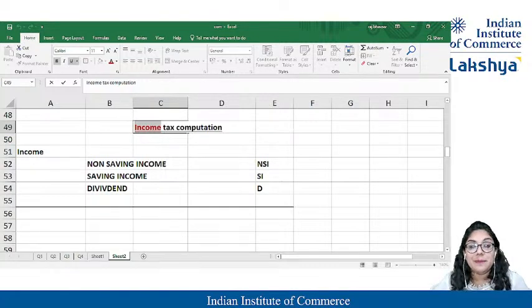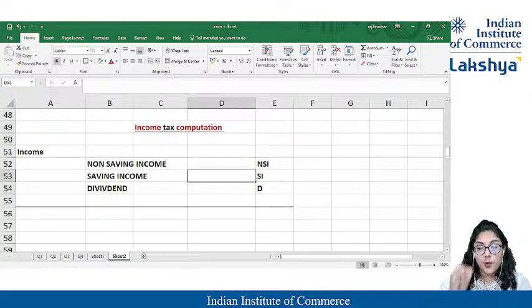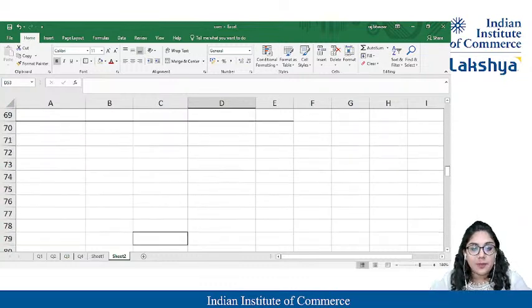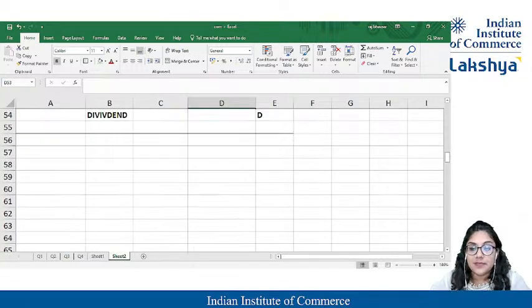Then in the paper we'll be provided with the tax rates. So we are having tax also. Now the most important thing is to get the computation. For understanding the computation, we have a pro forma. That is basically the format. I'll just make a format over here. That is the pro forma.